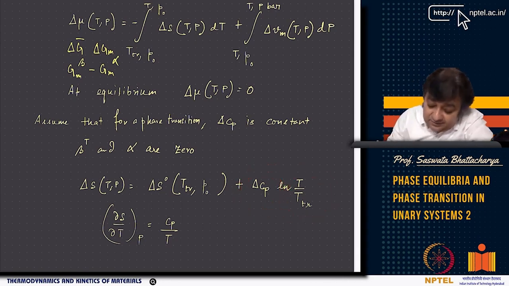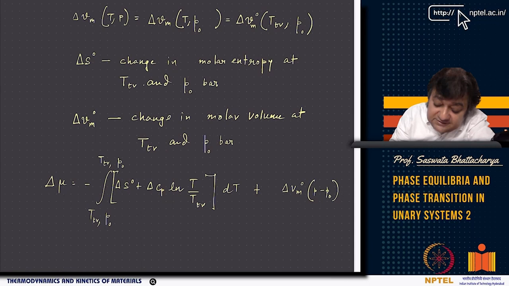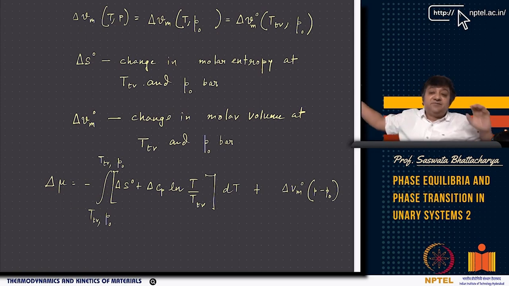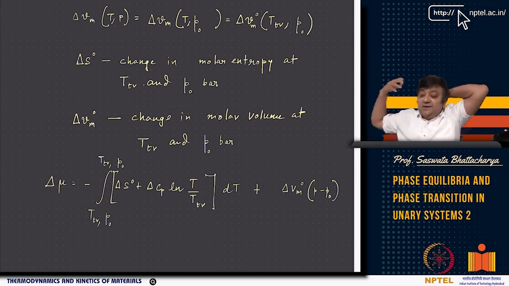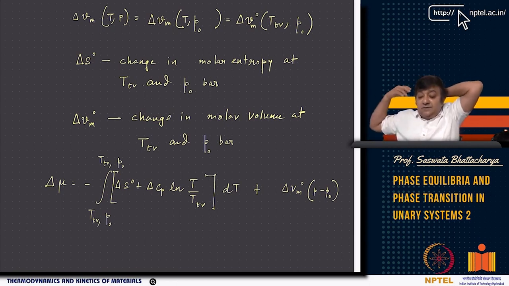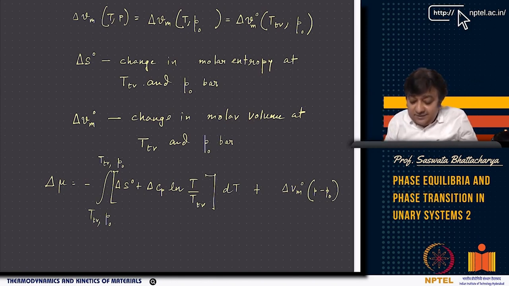Now once you have done all of these and you know these quantities, then you can basically calculate Δμ, right? Only thing, remember, in this formula you can make it more complex. You can take Cp as a function of temperature, you can take alpha, you can take beta T, that is the isothermal compressibility, and then you will get a slightly more complicated equation for Δμ, right?